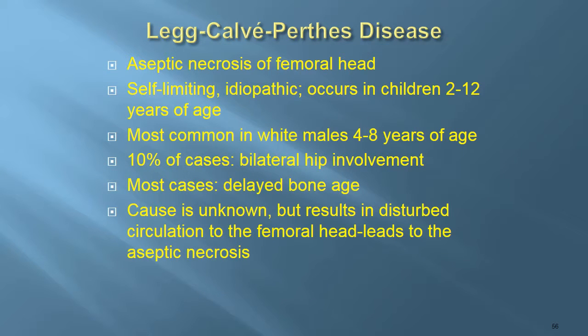Legg-Calvé-Perthes disease is an aseptic necrosis of the femoral head. It is self-limiting, idiopathic, and occurs in children between the ages of 2 and 12. It most commonly occurs in white males ages 4 to 8 years. 10% of the cases have bilateral hip involvement. There is a delayed bone age in most cases. The cause is unknown, but it results in disturbed circulation to the femoral head, thus the aseptic necrosis.